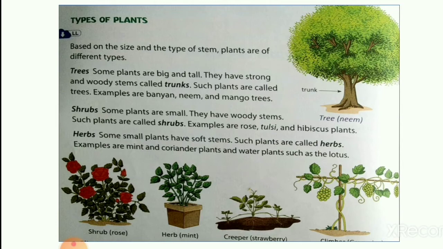So we have seen many plants, in that some are small, they have a woody stem, but it is very small. Such plants are called shrubs. For example, if you have a rose at your house, you can see it has branches, it has stems and flowers, leaves, etc. But it is small in size. It is not very big like trees. It is very small. So they are called shrubs. They are not very tiny, not very big, but in the middle.